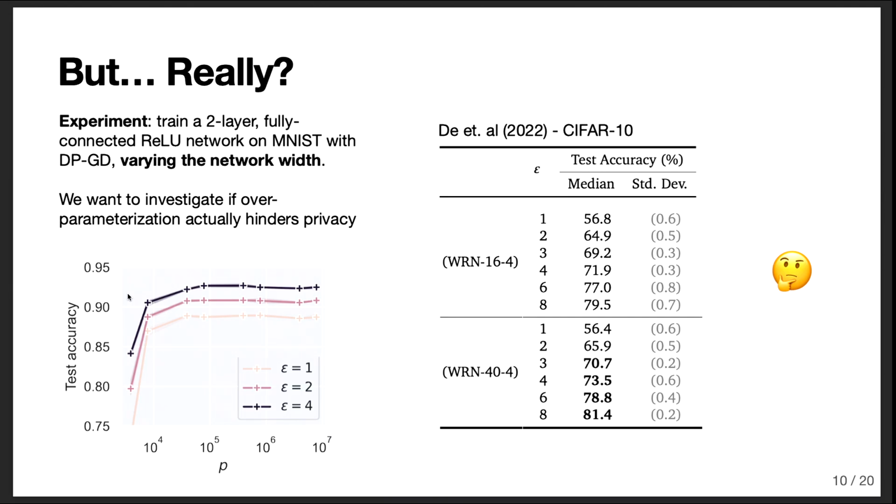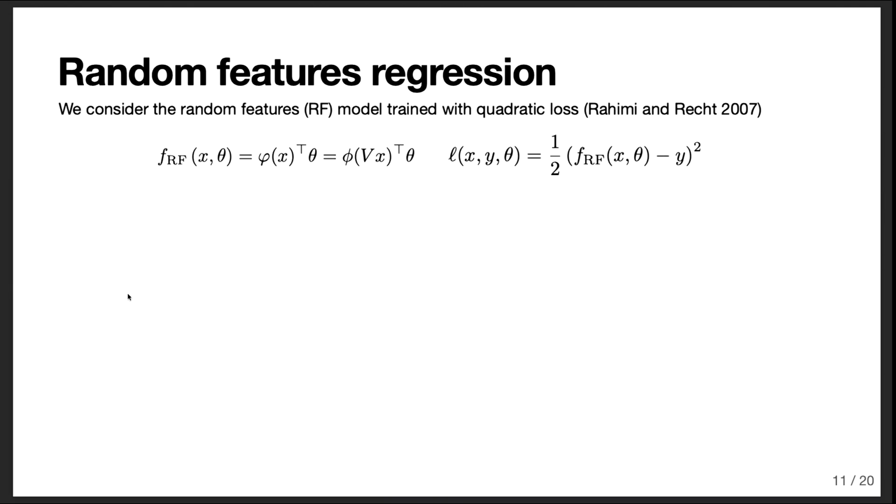Okay, so at this point, I think the only thing we have to do is to take a very simple model that allows us to investigate the effect of overparameterization, and I do this with random features regression, which is probably the easiest model one can use for this purpose. This is a 2-layer neural network with an activation phi, some Gaussian weights v, which will not be trained, and the training is also only going to happen on theta. So this is effectively a linear model.